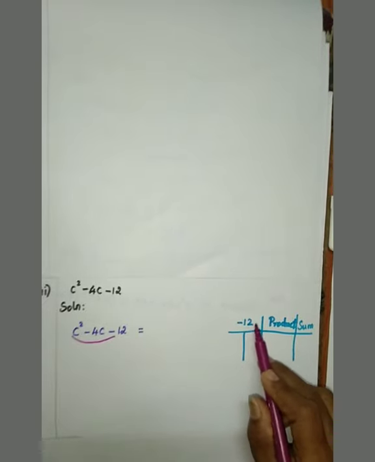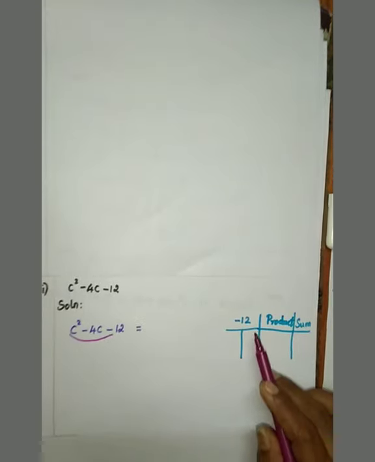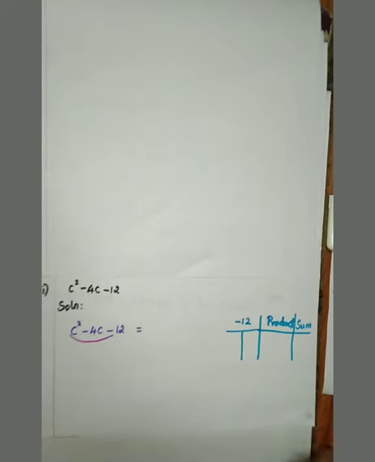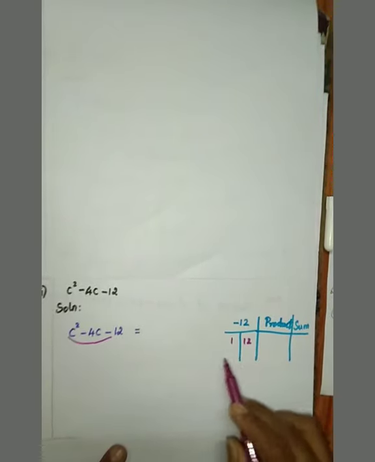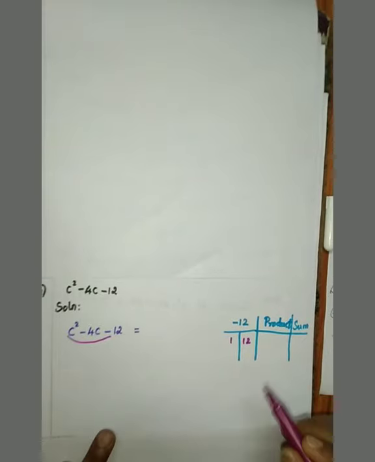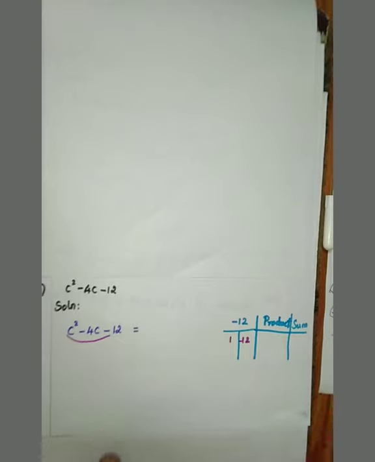So this is minus 12. Now we are going to find out the factors. The factors, when you are multiplying, what are the factors of minus 12? So first we can write 1 and 12. 1 12s are 12. Here we have minus, so we can write the middle term also minus. So the greater number we can take as minus.